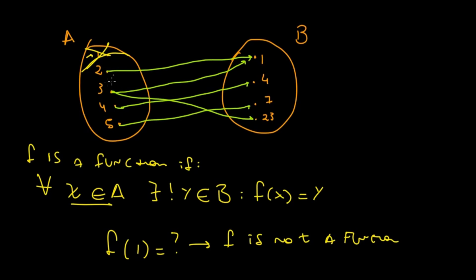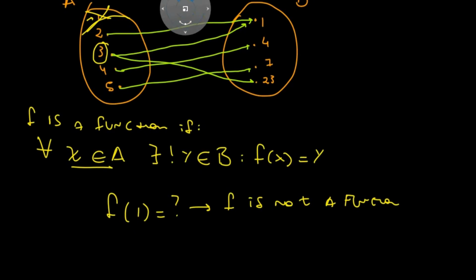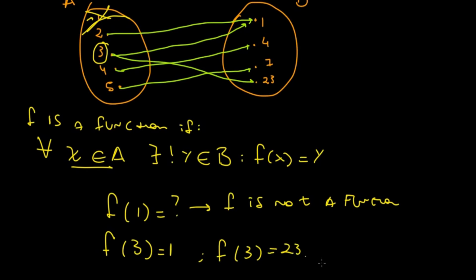Well, again, I have another problem because the element 3 has two arrows. So if I want to talk about f of 3, I say, okay, I'm going to follow this arrow, f of 3 equals 1. But then someone else comes and says, no, I follow this arrow and I think f of 3 is 23. So is 1 equal to 23? No, 1 is not equal to 23. So we have another problem. We need a unique y in B so that this relation verifies. So that's another problem with this function.